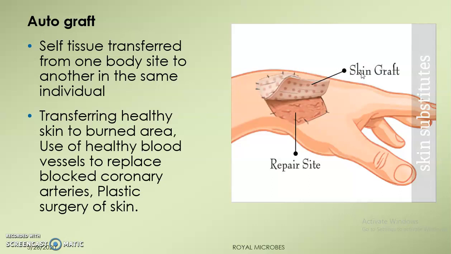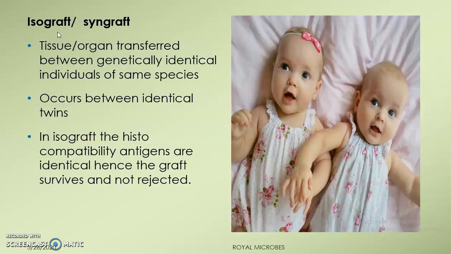This is the diagrammatic representation of skin grafting, and this is the repair site. Next we can see isograft, also known as syngraft. Here the tissue or organ is transferred between genetically identical individuals of the same species. It mainly occurs in identical twins. One specialty of identical twins is that their histocompatibility antigens are also identical. So, there is no chance of graft rejection. The graft survives and the transplantation will be completely successful.